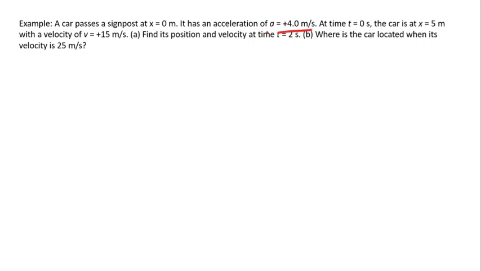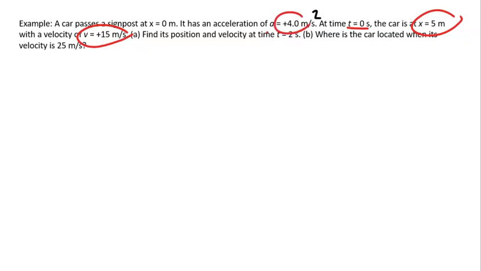There should be a squared there because that is the unit of acceleration. At time t equals 0, the car is at x equals 5, and the velocity is 15. So that is the initial conditions. Now find the velocity and position at time t equals 2 seconds.